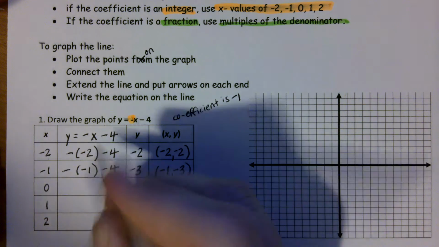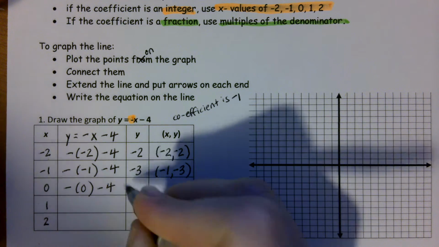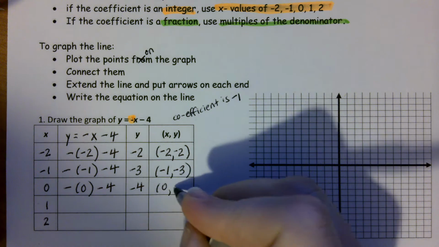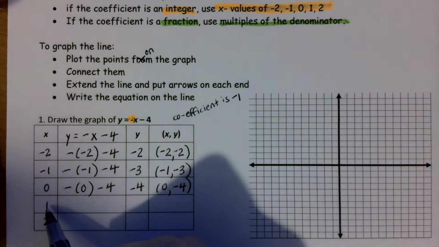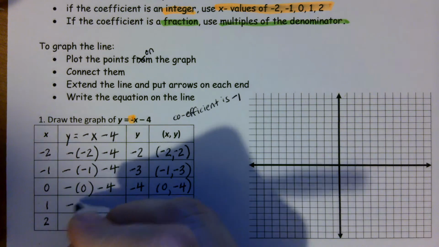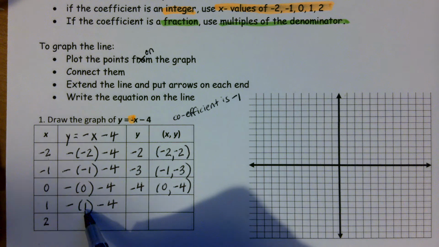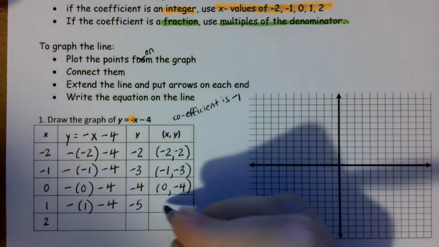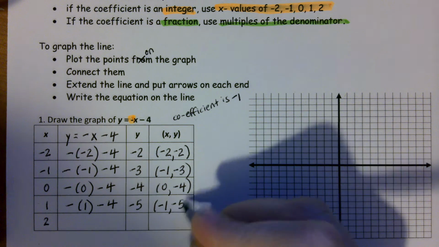Well, let's put 0 in for x. The opposite of 0 is 0, and when we subtract 4, it's -4. So when x is 0, the y value is -4. Well, what happens when x is 1? Let's substitute that in. The opposite of 1 minus 4, well, the opposite of 1 is a -1, and a -1 and a -4 is a -5. So when x is 1, the y value is -5.